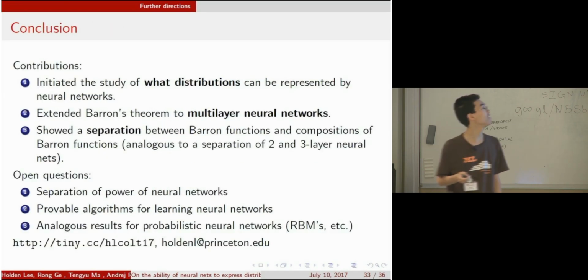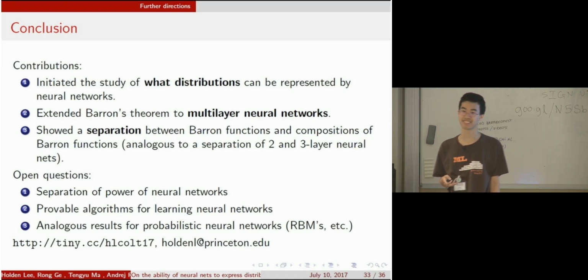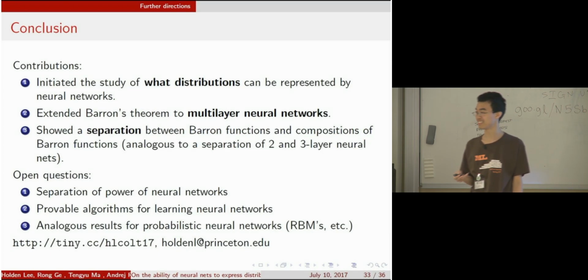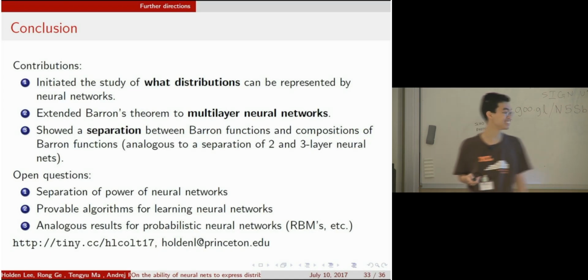Okay, so in conclusion, we initiated the study of what distributions can be represented by neural networks. We extended Barron's theorem to multi-layer neural networks, and we showed a separation between Barron functions and compositions of Barron functions, analogous to a separation between 2- and 3-layer neural networks. And feel free to contact me to continue the discussion.